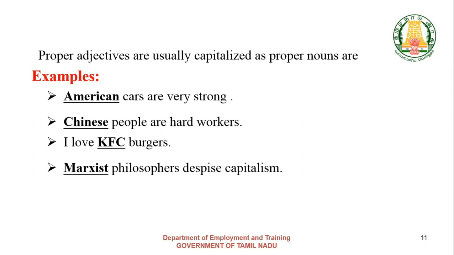The second one, Chinese people are hard workers. As we learned from the previous description, Chinese food, like that, Chinese people. Here Chinese is an adjective, people is a noun. The next example is, I love KFC burgers. Here, KFC is a brand name. We have a very specific brand for that burger. So here, KFC is an adjective, particularly a proper adjective. The fourth example, Marxist philosophers despise capitalism. So here, Marxist is a proper adjective.